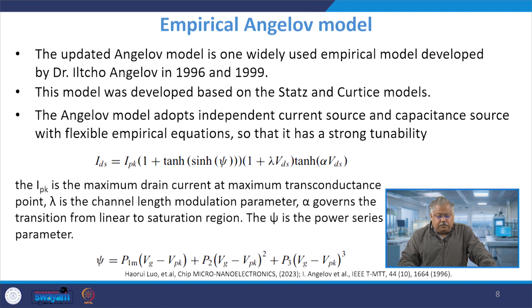Now, let me come to the empirical Angelov model, which is for the gallium nitride HEMT based model. It was developed in 1996 to 99 by one of the authors, Dr. H.O. Angelov, and the model was developed based on the Starr and Curtis model. So the initial model was by Starr and Curtis, and it was later empirically changed by Angelov based on certain measurements. The Angelov model adopted independent current sources and capacitance sources.